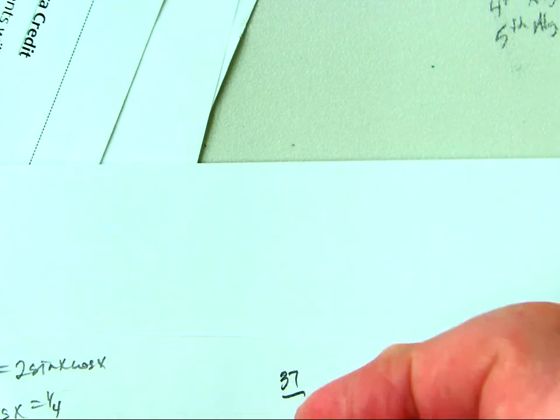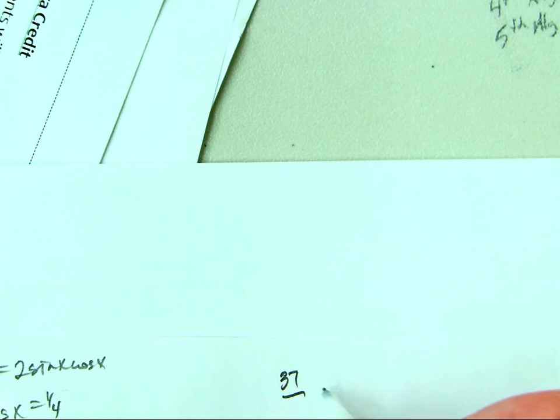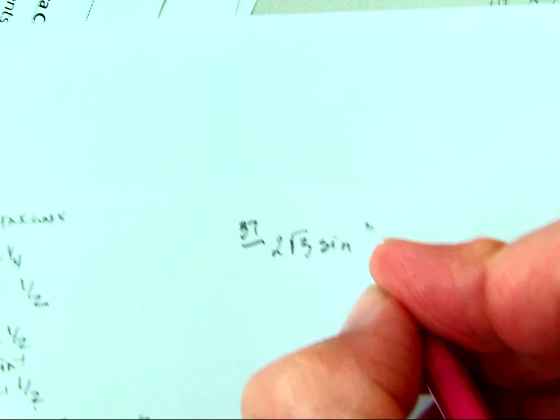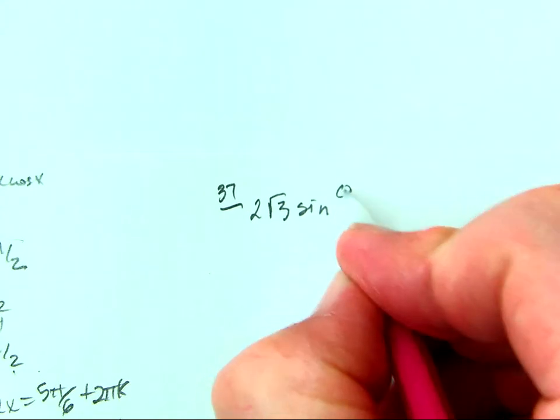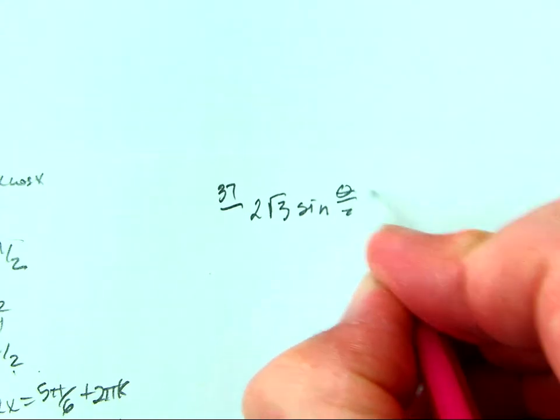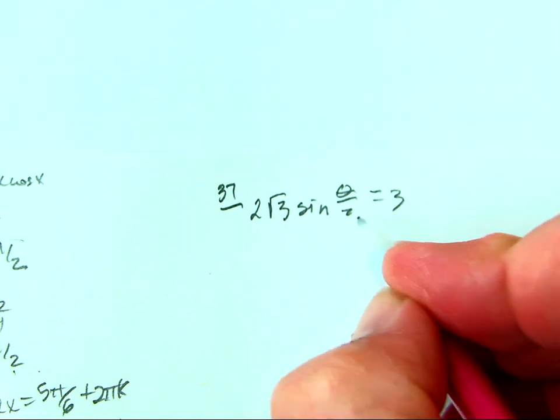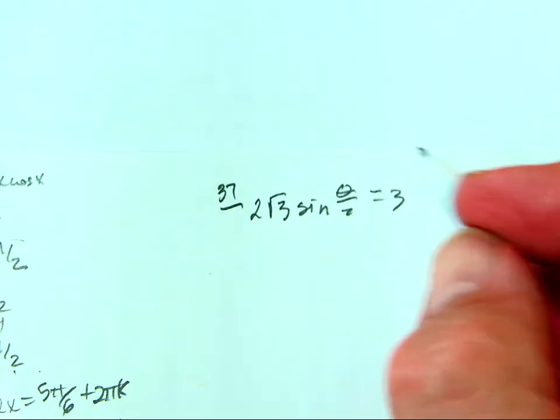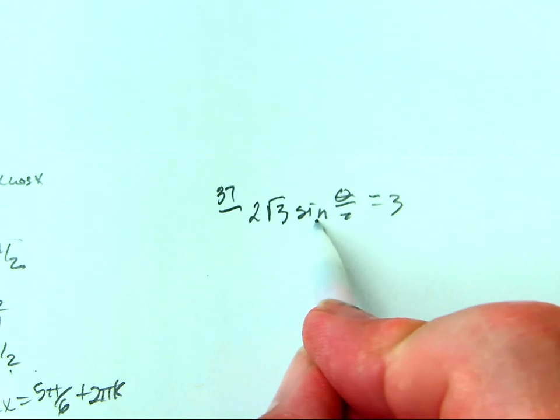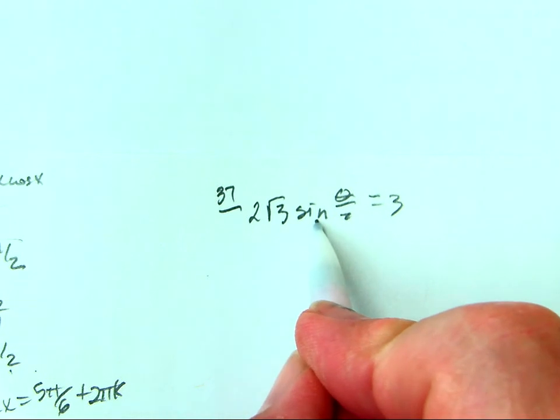(37). This one has a couple tricks in it. So it looks like that. We're in degrees now. Well, here we just have a single trig function, so we want to isolate it.